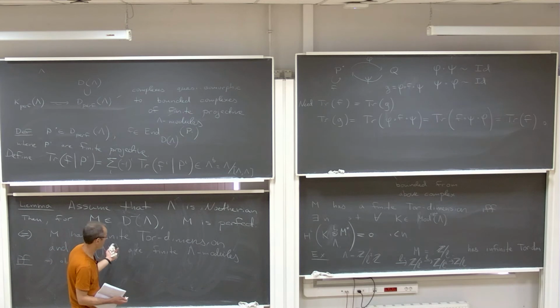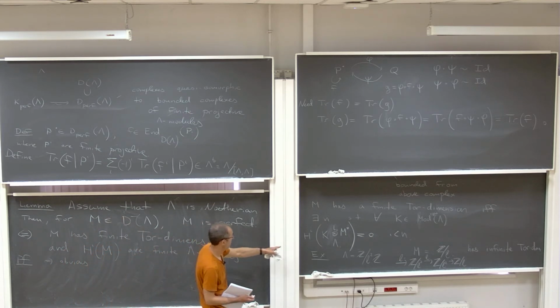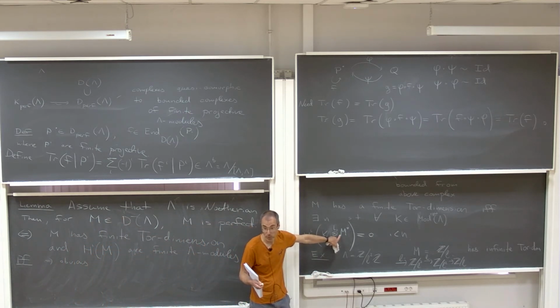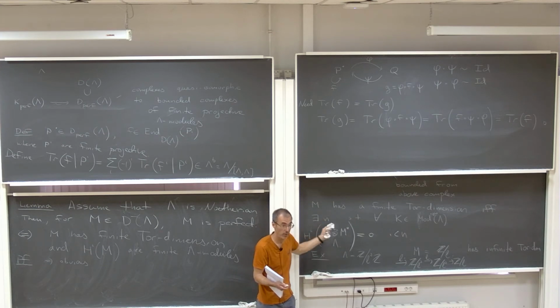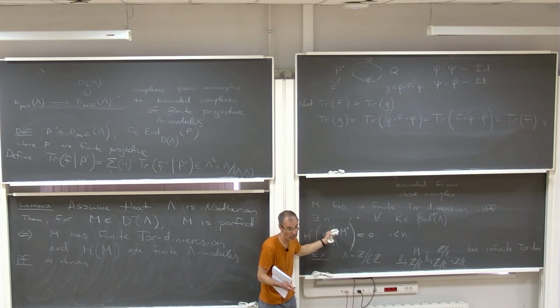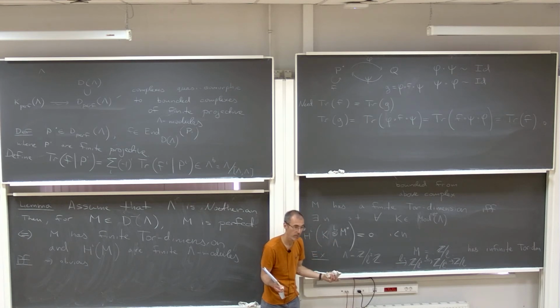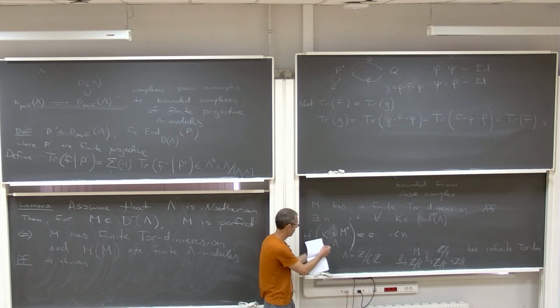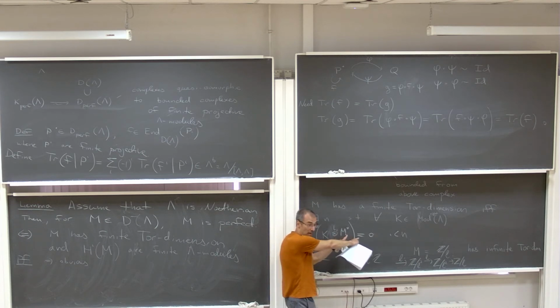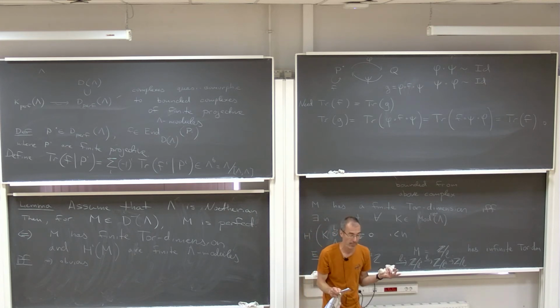when you compute the derived tensor product, if M is a complex of projective modules, you just compute it termwise. You take the tensor product termwise. Mi is flat. A projective module is in particular flat. It's a direct summand of a free module. So if M is a bounded complex of projective modules, say it's supported in degrees from negative n to positive n, then this tensor product is also supported in degrees from negative n to positive n.